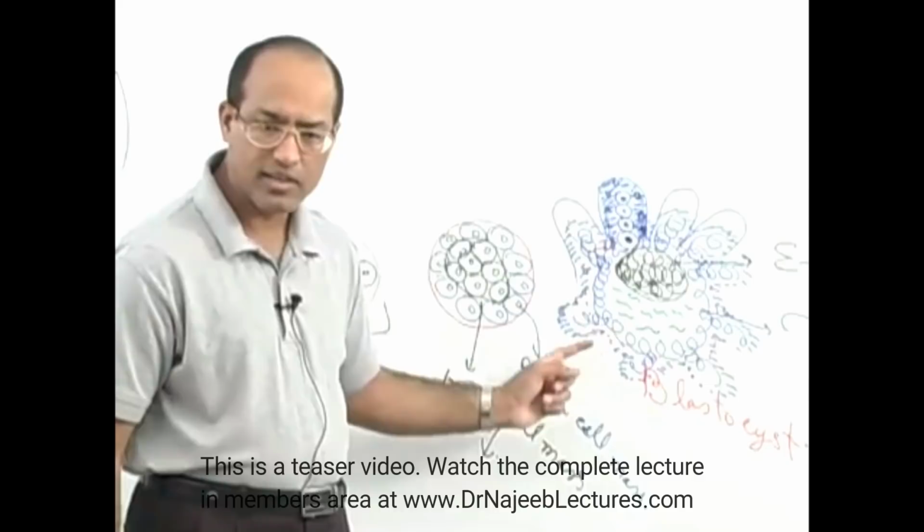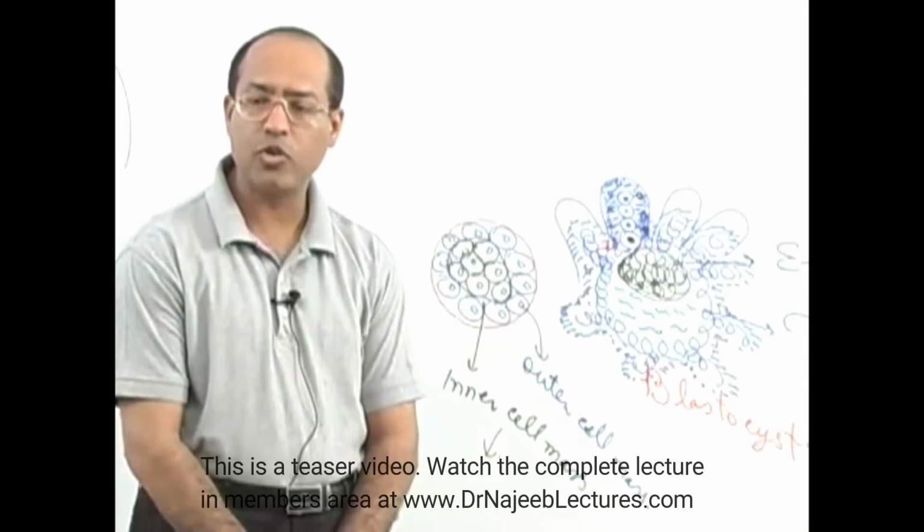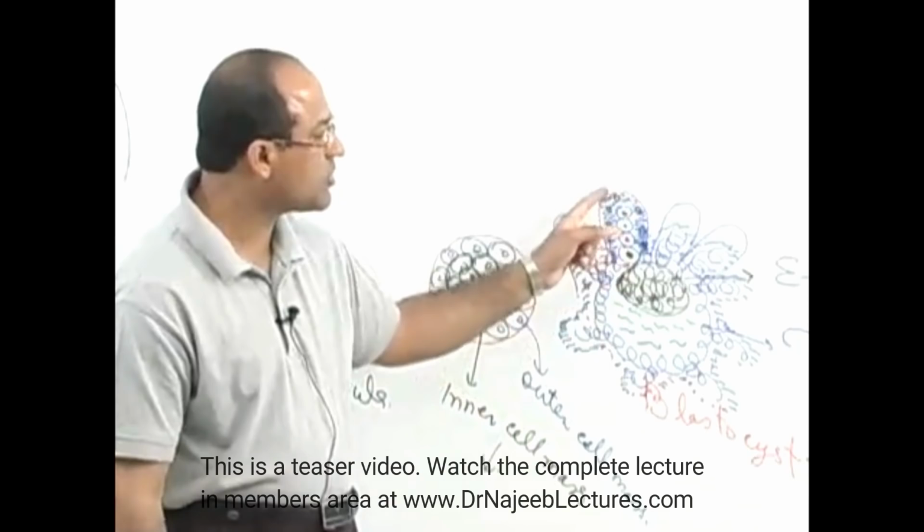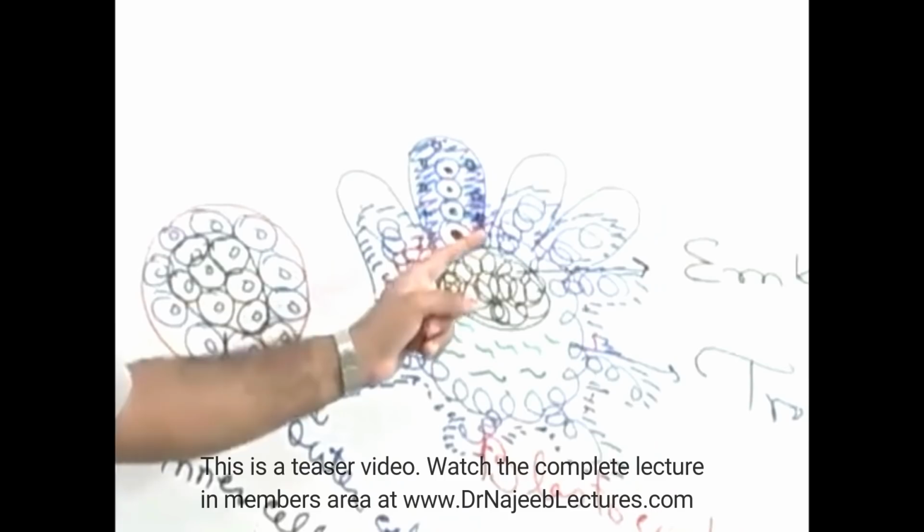Outside the cytotrophoblast, the cells dissolve their membranes and their cytoplasm fuses with each other, and the nuclei float within this sea of cytoplasm. This tissue is called syncytiotrophoblast.